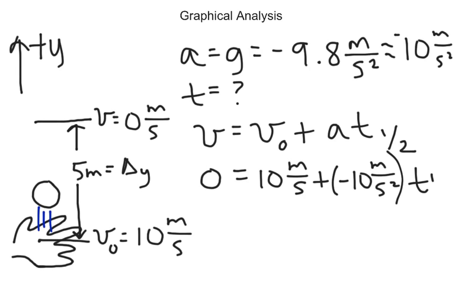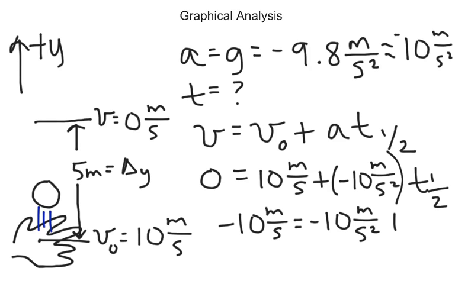And then the unknown here is 1/2 of the time for the total trip while the ball is in the air. So what I would like to do is subtract 10 meters per second on both sides. So I get negative 10 meters per second is equal to a negative 10 meters per second squared multiplied by my unknown, 1/2 of the time. I'm going to go ahead and divide both sides by negative 10 to solve for t sub 1/2, and I get 1/2 of the time is equal to 1 second.